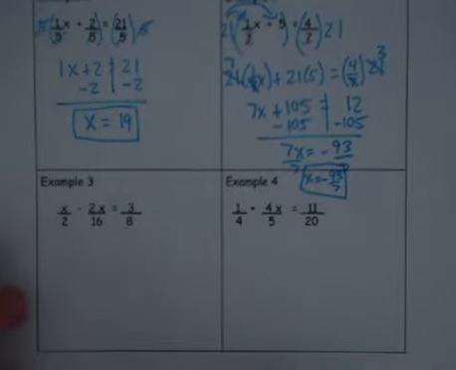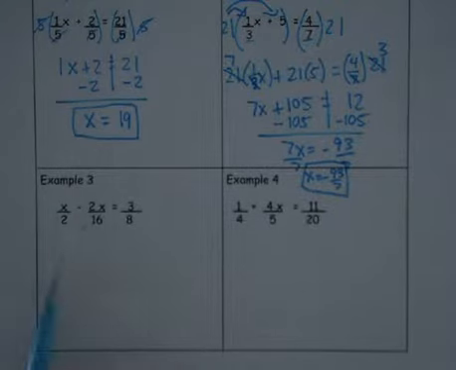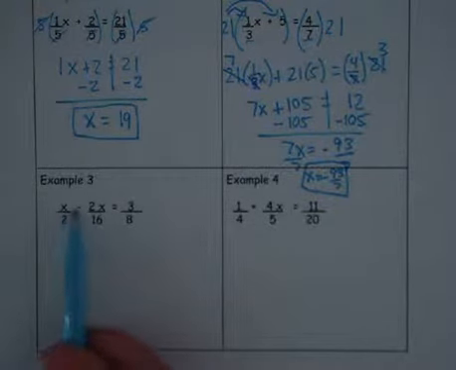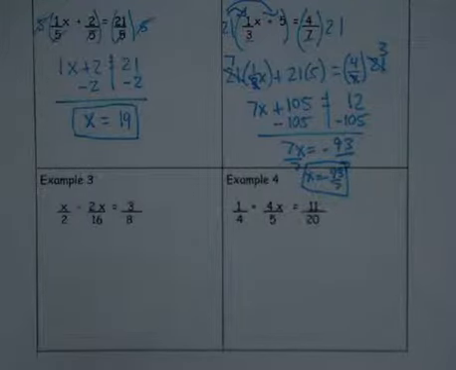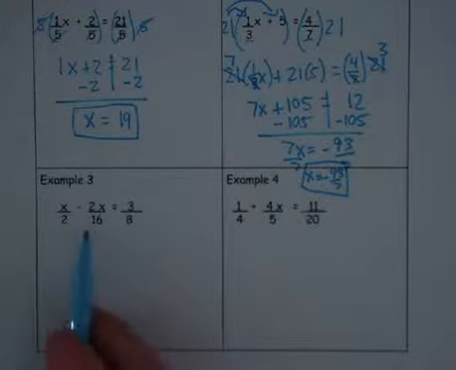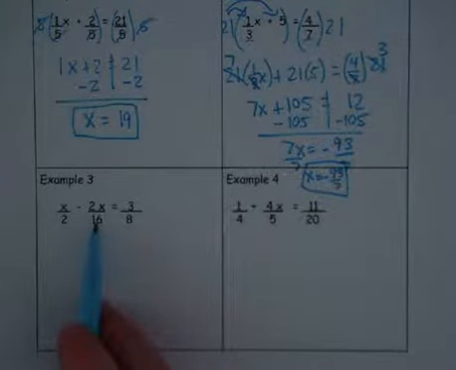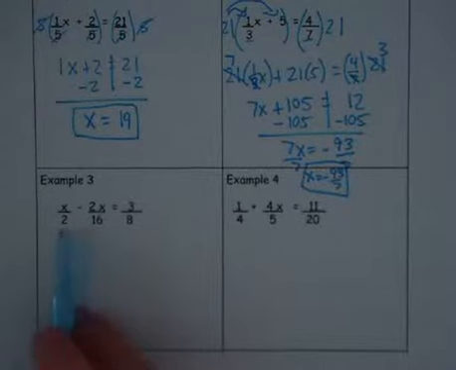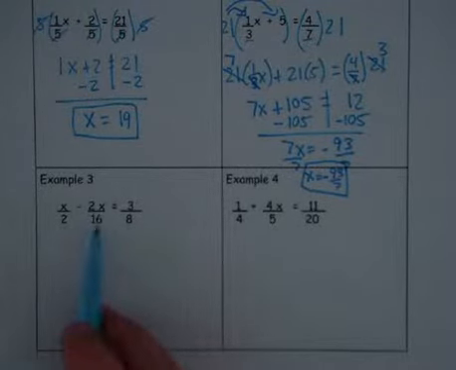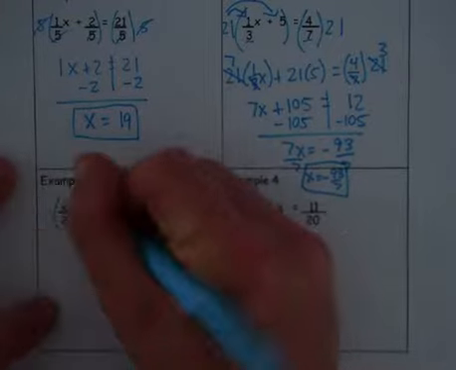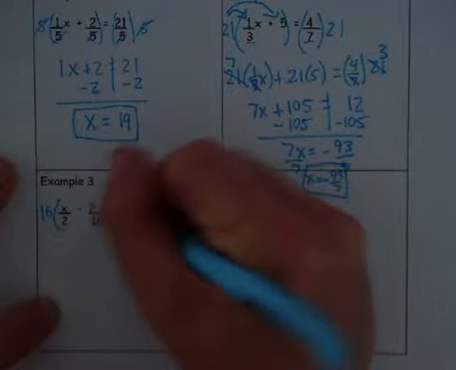Sorry about spilling over into example 4. Let's look at example 3. Here we've got x over 2 minus 2x over 16 equals 3/8. All right, let's find our common denominator. Well, we've got a 2, a 16, and 8. So we know our smallest common denominator has got to be at least 16. Does 2 go into 16? Yes. 2 times 8 is 16. 8 times 2. So 16 is going to be the number that we multiply both sides by.